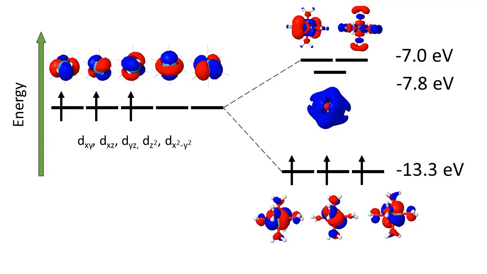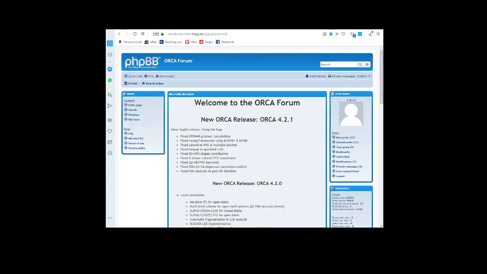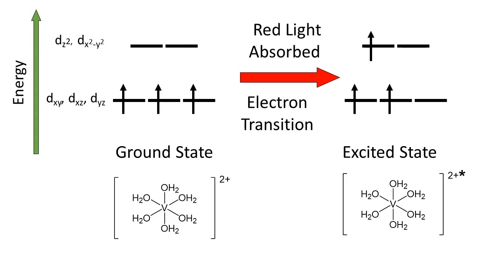Today we're going to build on my previous video, where we optimized the structure of a coordination complex, and simulate the electronic absorption spectrum of a vanadium 2 hexaqua complex. We're going to do this by first carrying out a time-dependent DFT calculation using ORCA. This simulates lots of electronic transitions and then calculates the energies and relative probabilities of these transitions.